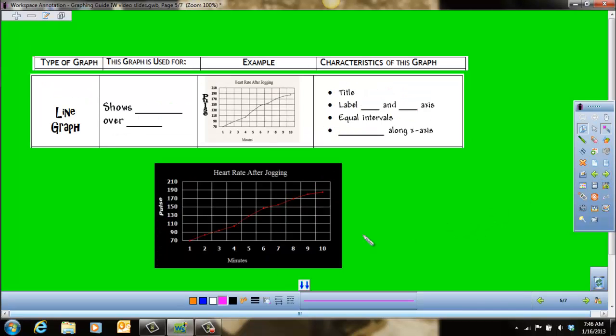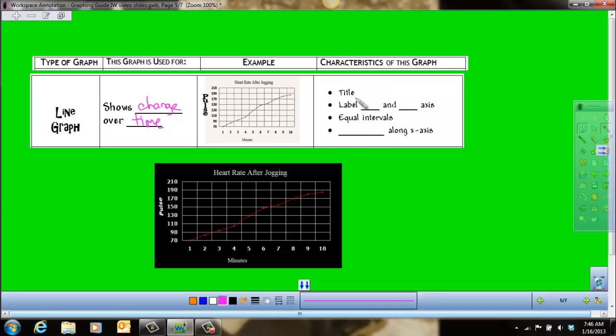The third graph is a line graph, and in a line graph, we're going to show change over time. So if you were in my social studies, we did a double line graph and showed change over time with temperature and precipitation. So this shouldn't be new, it should be review.